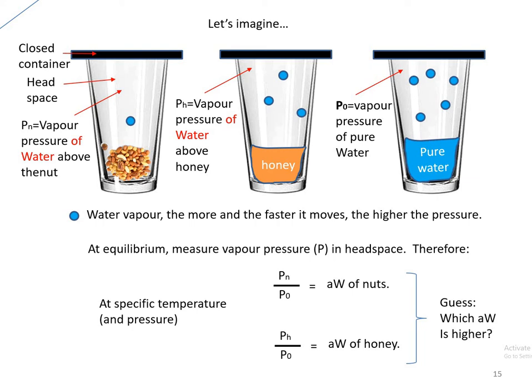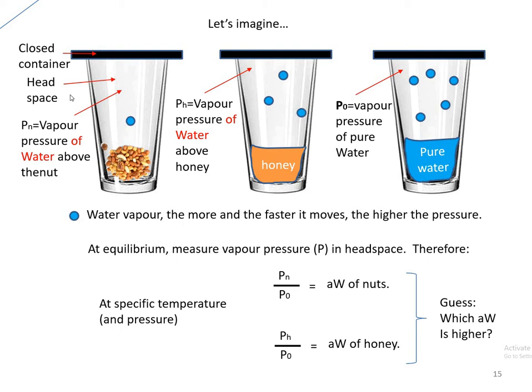Alright guys, so this is the second part of water as a food component. Okay, let's start by imagining what we have here is an experiment. You have three containers with three different foods. One of the containers has pure water, the blue one. The middle one has honey. The one at the beginning here on your left is nuts.